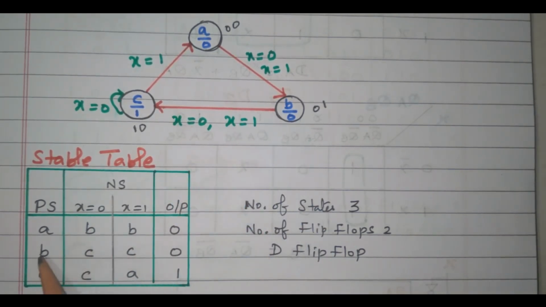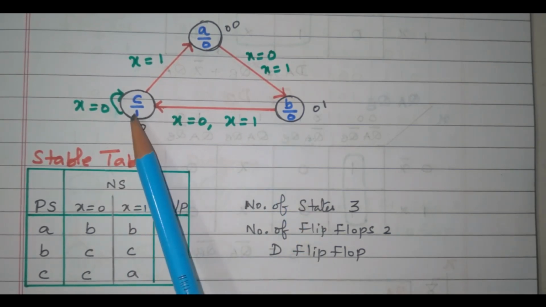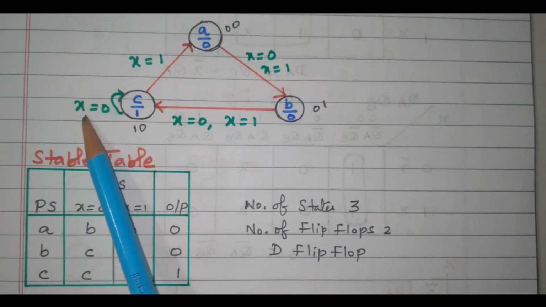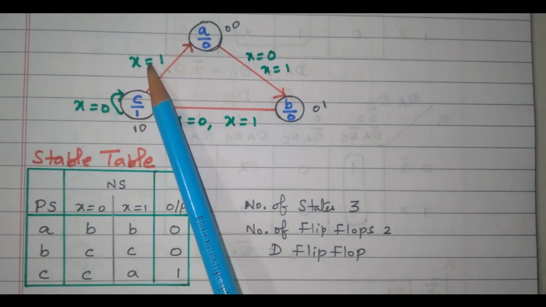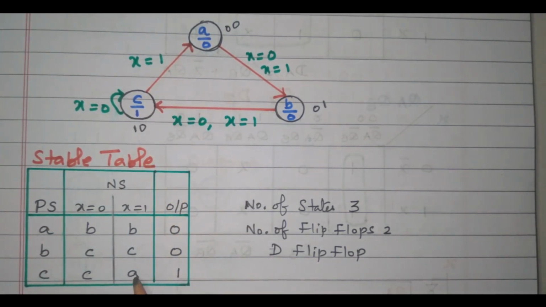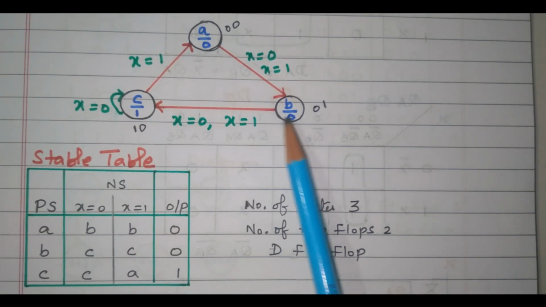Then the next one, B goes to C for x equal to 0 as well as x equal to 1. The output is 0. Then C goes to C itself for x equal to 0. C goes to A for x equal to 1. What is the output? Output is 1. So the outputs here are 0, 0, 1, 0, 0, 1.